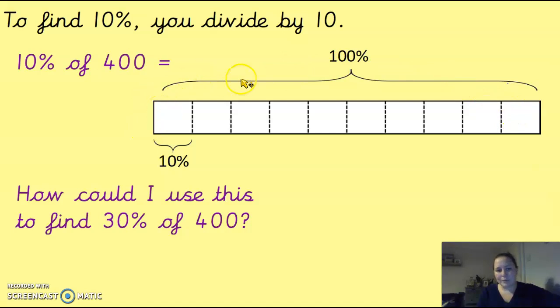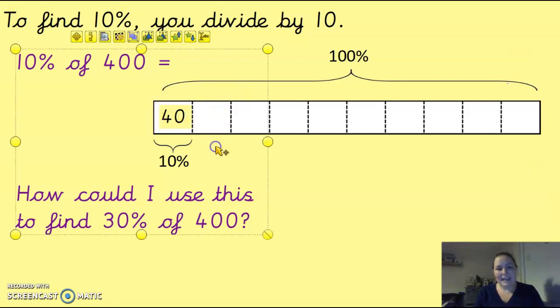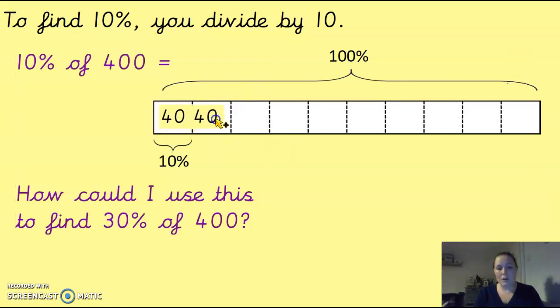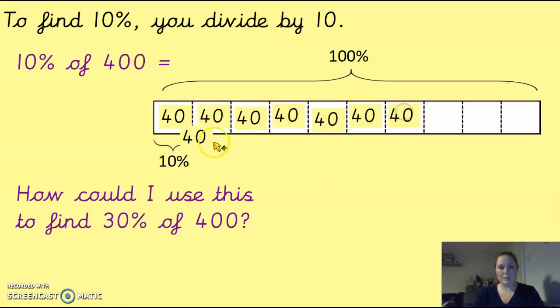This is the whole, this is 400. I've split it into 10 pieces. So I divide it by 10. And then I will see that 10% is 40. Oh, gosh, excuse me, sorry about that. So 10% is 40. And each one of these boxes is 40. Okay, because each one is 10%, each one is equal. And if we add them all up, we're going to get the whole, which is 400.